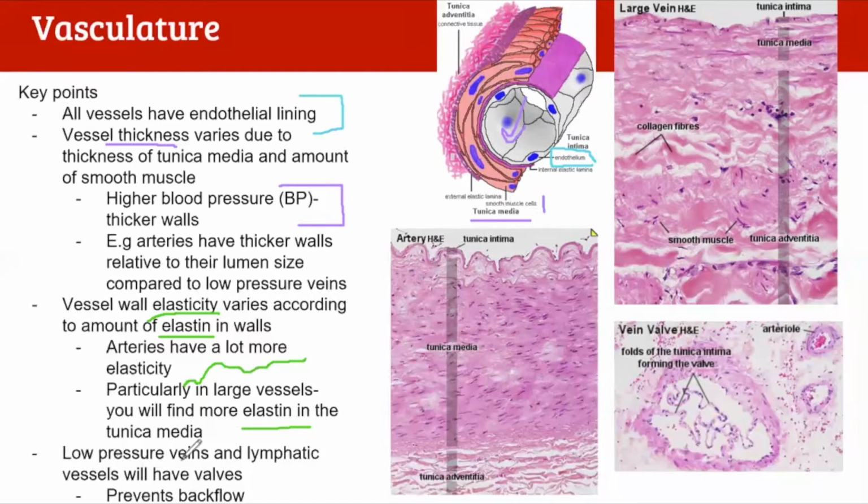And lastly, low pressure veins and lymphatic vessels, which also are really low pressure. They're part of the lymphatic system, so collecting lymph, leaked fluids. They, not all of them, but many will have valves, and the valves are there to prevent backflow.